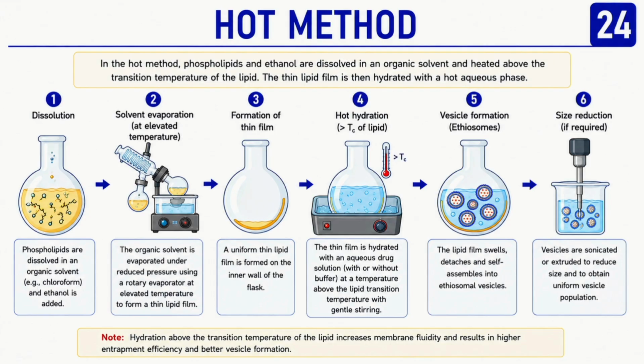Hot method. In the hot method, the aqueous and the lipid phases are prepared separately under controlled temperature conditions. The phospholipid-containing phase is heated appropriately, and the aqueous phase is maintained at a comparable temperature here. The two phases are then mixed to produce the vesicular dispersion here. After formation, the preparation is cooled and processed further if necessary. The hot method can be useful for certain formulations, but heat-sensitive drugs and excipients require careful consideration here.